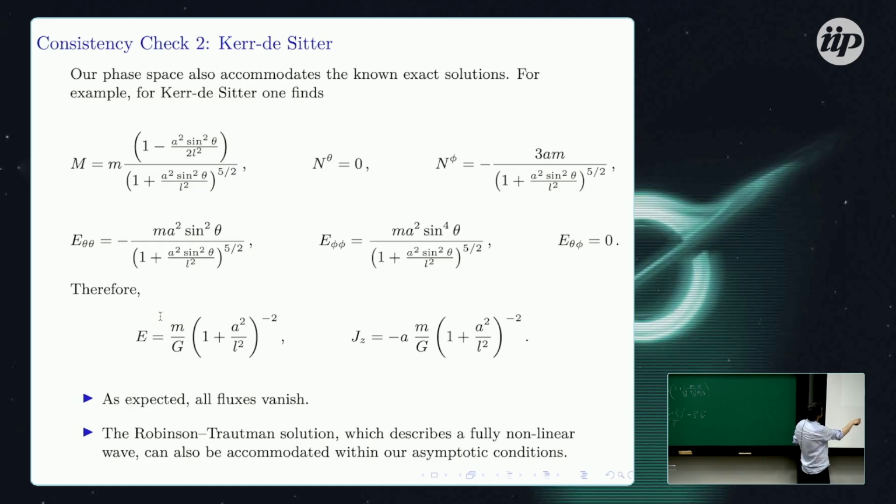So if we compute the energy and the angular momentum, we obtain these two expressions. Now, an interesting cross-check is the following. Suppose that I give you Kerr AdS. In AdS, we know how to compute charges without any ambiguity. So if we compute the charges for the AdS case, we obtain precisely these expressions, but with a minus sign here. So if we perform a weak rotation, we recover precisely this expression. So at least it's consistent with that. Okay? And you can check also that all fluxes vanish. We also showed that the Robinson-Trautmann solution that describes a nonlinear wave can also be accommodated, but I didn't include it in this talk.